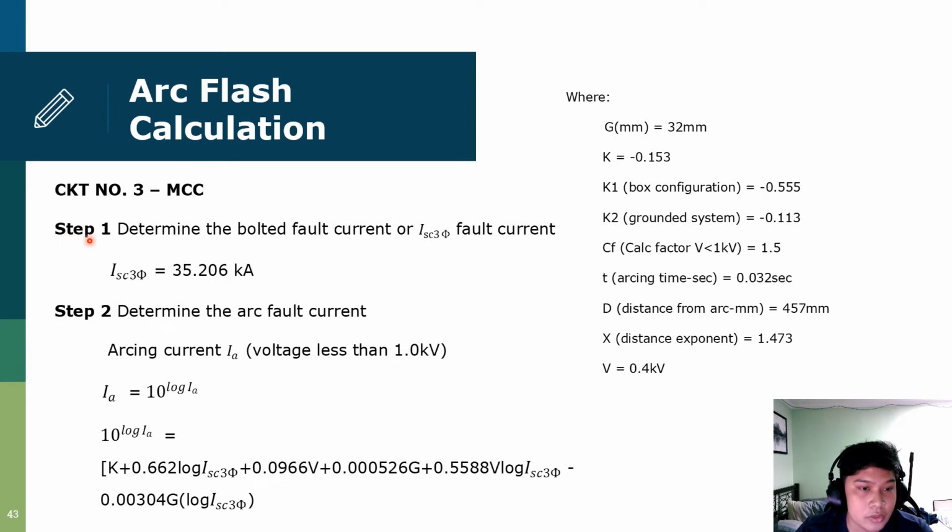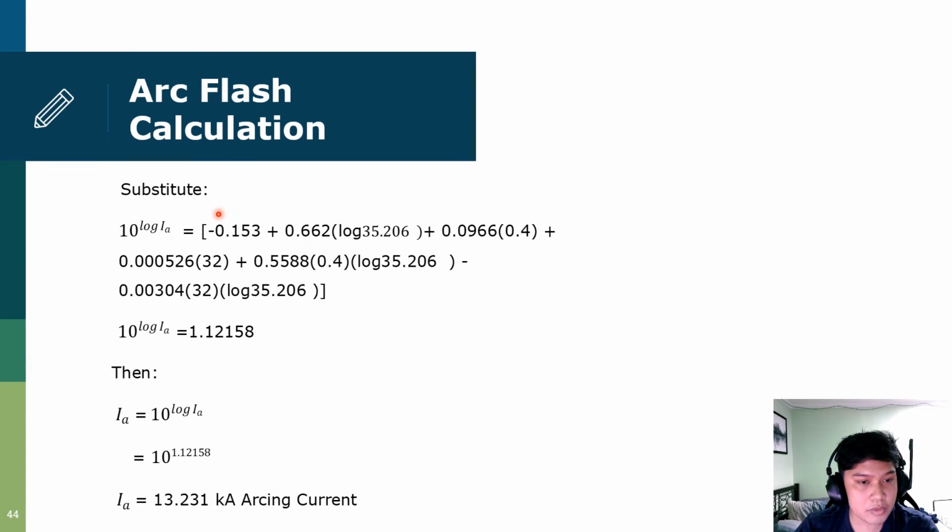In step 1, we determine the voltage fault current, or short circuit fault current, which is 35.206 kiloampere. In step 2, we determine the arc fault current, or arcing current. The formula to be used is this one and this one. The variables to be used in this calculation is this one. Same with earlier. So now we substitute the variables to the formula, which is this one. The result of this one is 1.12158.